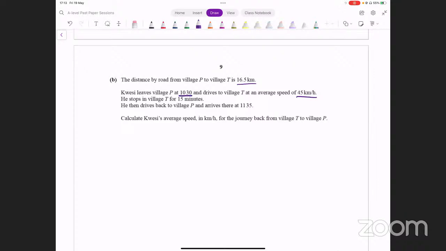So leaves at 10:30. Distance दिया हुआ है, starting time दिया हुआ है P से, और 45 kilometers per hour जो है वो average speed है. He stops in village T for 15 minutes. Okay, so P से T पे जाता है, 15 minutes वहाँ पे रुकता है. He then drives back to village P and arrives there at 11:35. Back to village P at 11:35. We need to calculate the average speed in kilometers per hour for the journey back from village T to village P. Now let's try to understand this situation first of all.